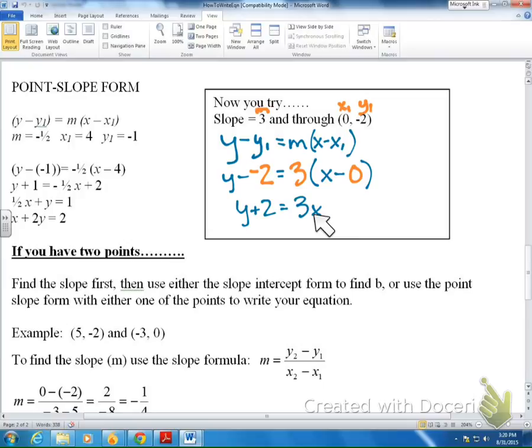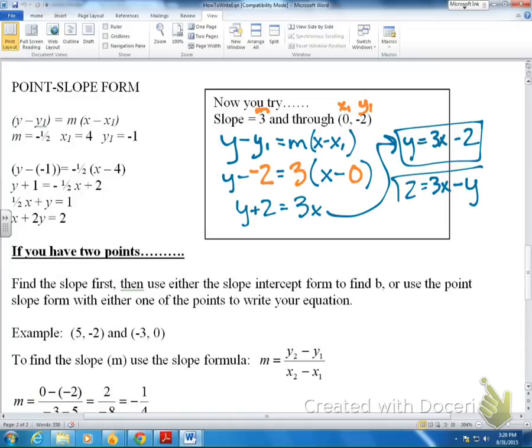So I could just try to clean this up. I either get it in slope-intercept form, so I either do y equals 3x minus 2, that's slope-intercept form, or move y to the other side and get it in standard form, where the x and the y term are on the same side.